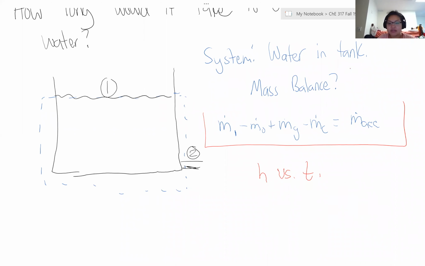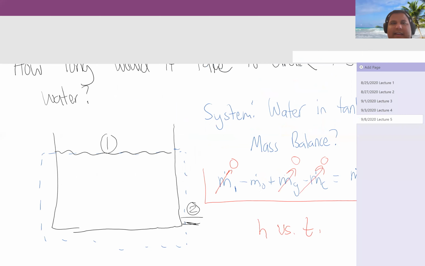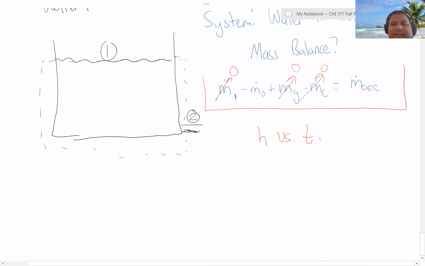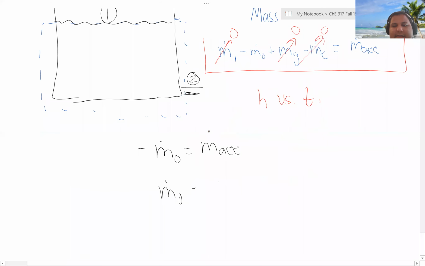You can neglect mass generated and mass consumed. Okay. I don't see any reactions. Is that it? And could you neglect mass in since that's not changing? I could neglect mass in because there's no water coming into the tank. So what I'm left with is mass out equals mass accumulated, or I would probably write it as mass out equals negative mass accumulated because it shows that there's negative accumulation in my tank.